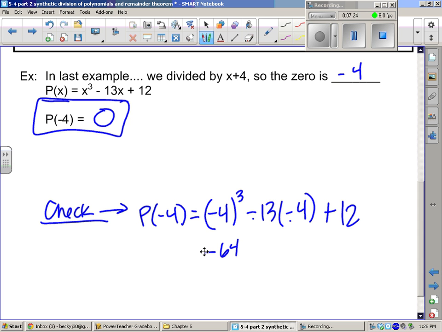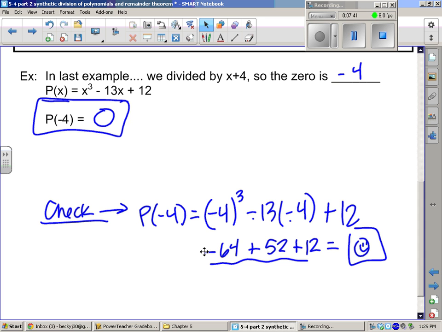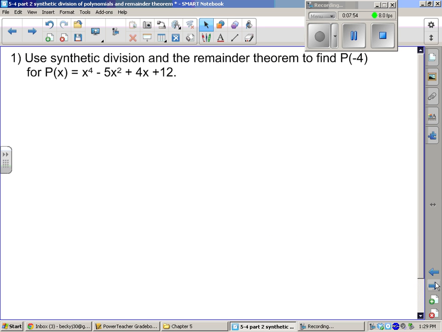Next, I've got a negative times a negative. That's going to turn to a positive. And 13 times 4 is 52. If I were to add 12 more, then you just go from left to right. I think that is 0. And remember, that is the same thing that we got for our remainder. So synthetic division does really two things for us. It tells us what it would be if we divided by that polynomial, and it also tells us what the value of that function would be at that number.